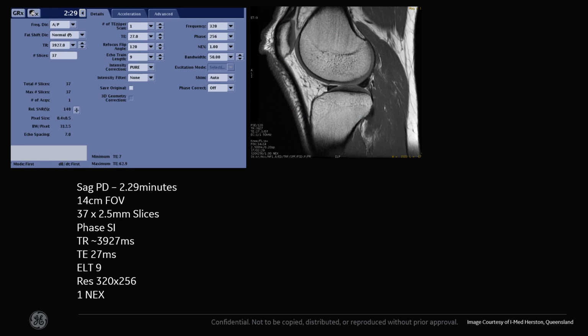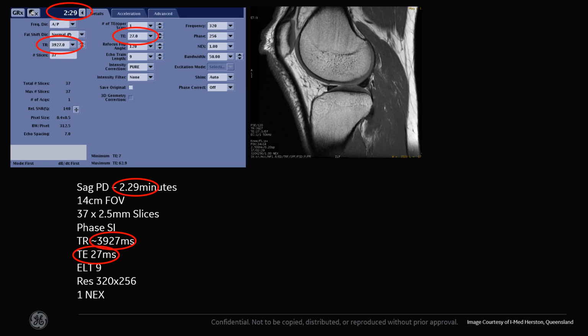So now we're going to have a look at our second example. In this sequence, again, you can see that everything has been kept constant. It's a 14 centimetre field of view. It has the same number and thickness of slices, same resolution, same NEX. You will notice that the TR is a little bit longer.